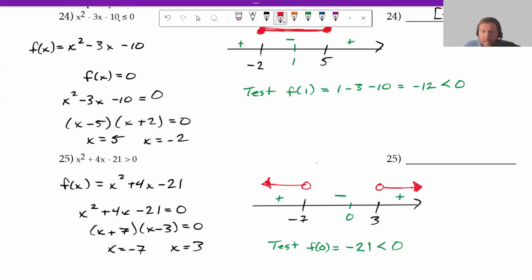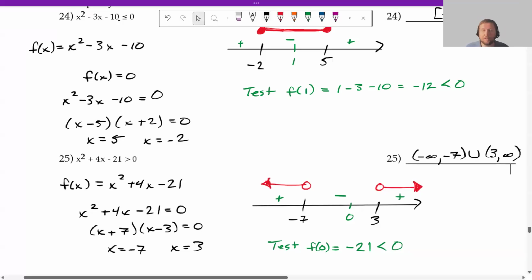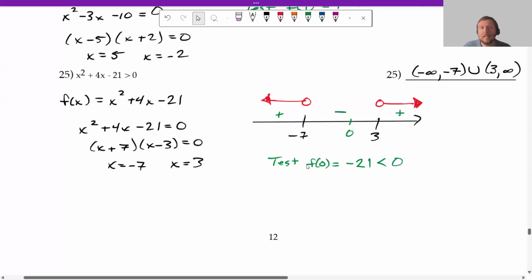There we go. And in interval notation, that left region is negative infinity up to -7, not inclusive, so I use parentheses, union with 3 to infinity, not inclusive on the 3. And that's that. Like I said, if you want to sketch the function, you can, and it doesn't have to be a great sketch. But this is how you can do these with about the bare minimum of work to solve them.